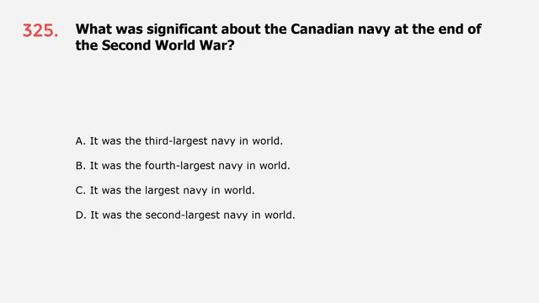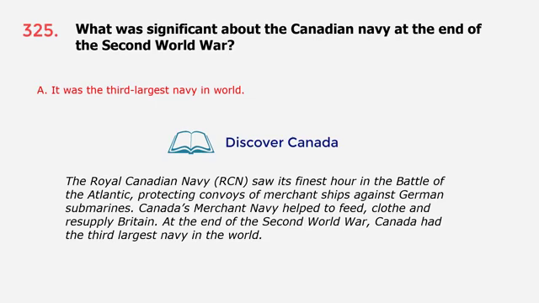Question 325. What was significant about the Canadian Navy at the end of the Second World War? A. It was the third largest navy in the world. B. It was the fourth largest navy in the world. C. It was the largest navy in the world. D. It was the second largest navy in the world. The answer is A. It was the third largest navy in the world.